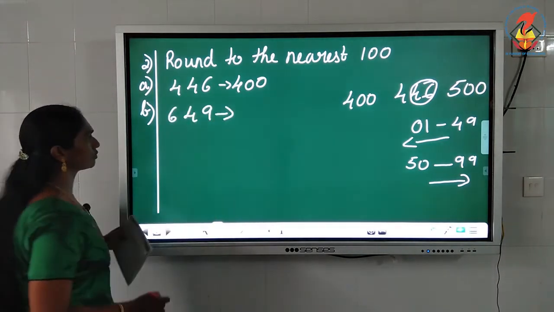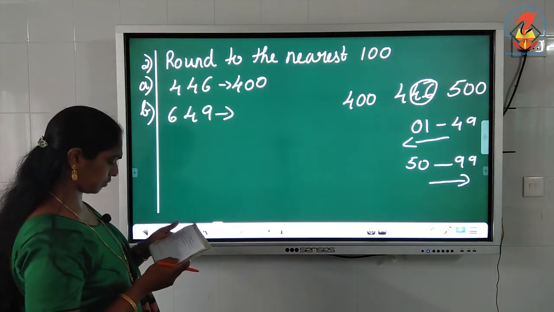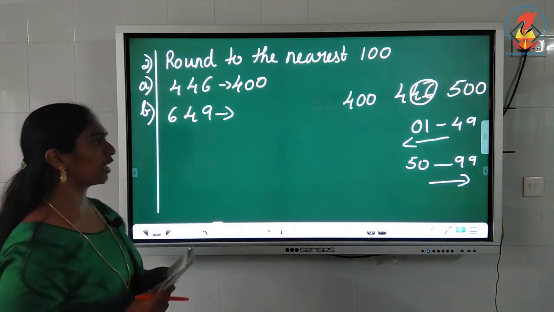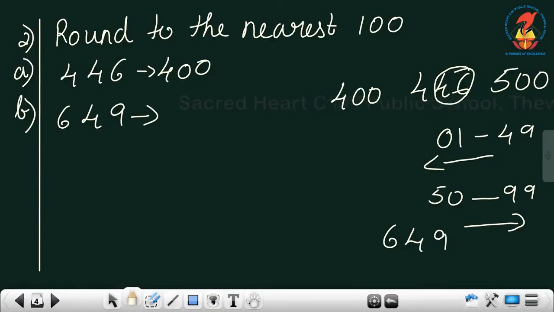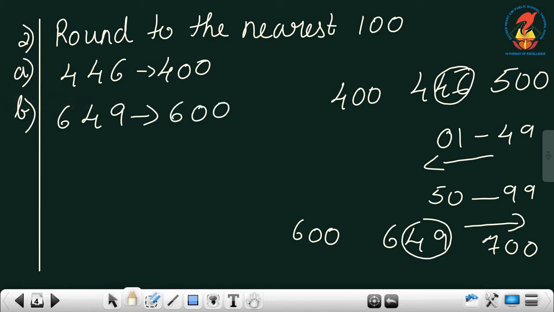649. First you have to take the hundreds. The first number is 6, so 600. The next number is 700. Okay? Now take 49. Where is 49 going? It will go to the first 100. So that means 649 is rounded to 600. Clear, children?